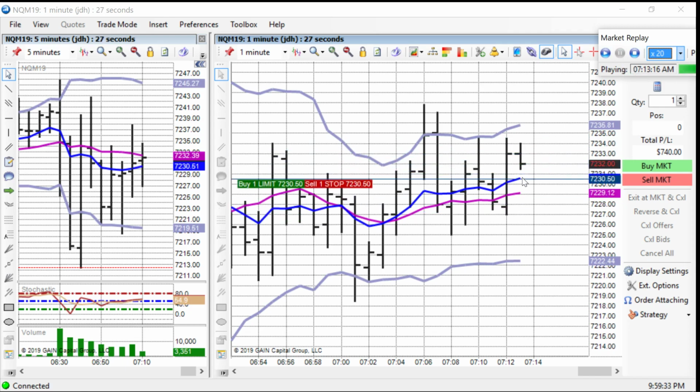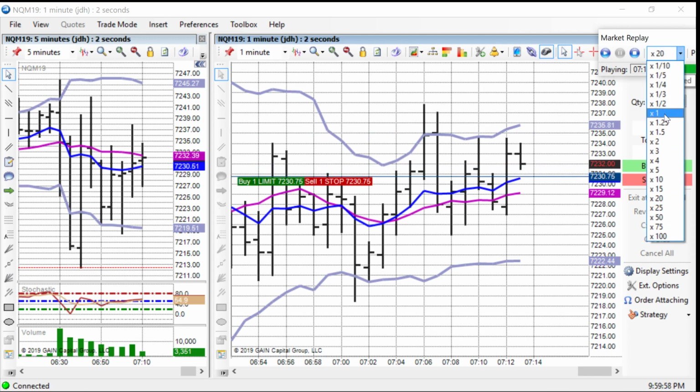Alright, so now it's moving back towards the 8 EMA line. If we get a thrust back up through that previous close, I think I want to be a buyer because it's consistent with what's happening here on the 5-minute chart. Okay, so let's let that continue at normal speed here.